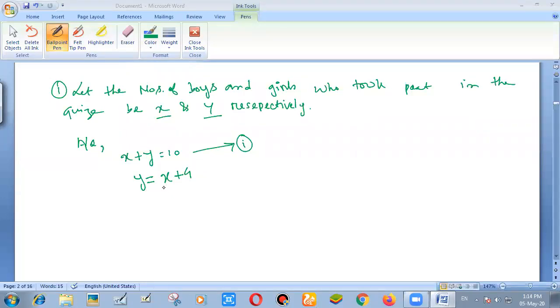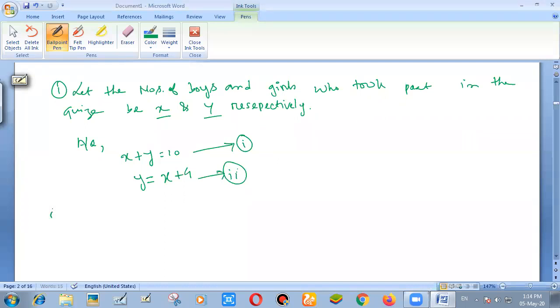Okay. So that means girls is 4 more than the boys. So that's why y will be equal to x plus 4. Now you have to solve these two equations by graphical method. So graphical method, that means you have to make two tables.